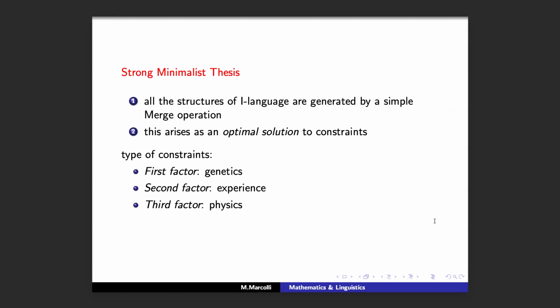This second assumption has two forms in the literature of the last few years: a much stronger form and a somewhat weaker form. The weaker form is the one I stated here, namely that this model of the I-language, as generated by this single merge operation, is itself an optimal solution to constraints. The stronger form is that everything that pertains to the faculty of language as a whole is an optimal solution to constraints. This second version is much harder to prove than the first, so I stick to the weaker form, which I think can, to some extent, be proved in a rigorous way.